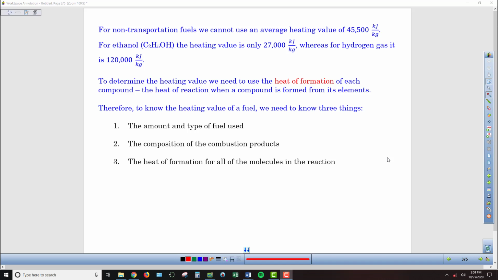So as shared previously, the average heating value of our transportation fuels is about 45,500 kilojoules per kilogram. However, for other fuels, the amount of energy that's derived from its combustion is significantly different. For example, for ethanol, we only get about 27,000 kilojoules per kilogram. It's not nearly as efficient. Whereas on the other hand, the combustion of hydrogen produces 120,000 kilojoules per kilogram.